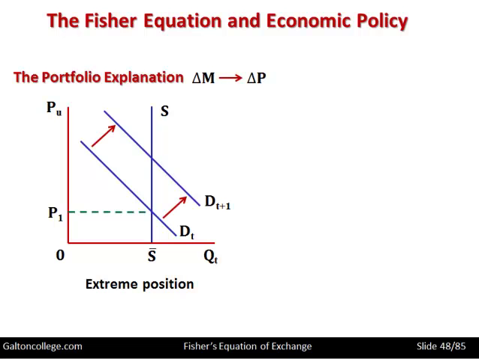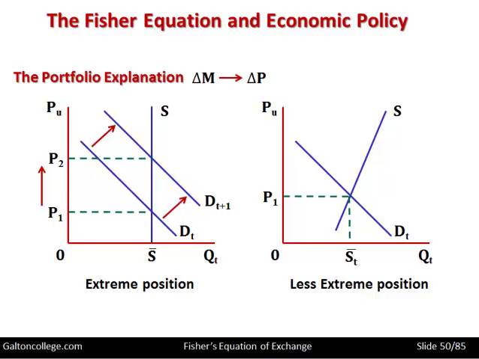Now if the government puts in more money, there's an excess of cash in the system, portfolios are upset, so they will cause the demand for goods and services to increase. The demand will shift out to D, T plus 1, of course causing prices to rise. So there's an explanation for inflation through the portfolio reasoning.